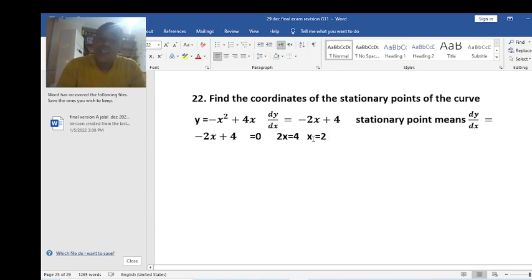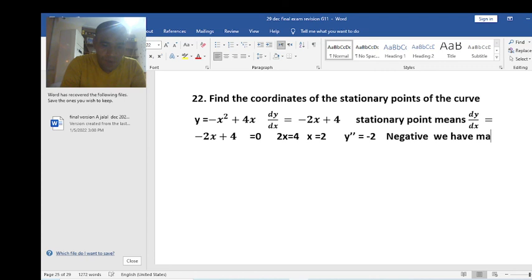Now you should see if it is a maximum point or a minimum point. You should find the second derivative of the function. So the second derivative, my learners, means y double dash. I will differentiate this again, which gives negative 2. It is negative. So here we have a maximum point.